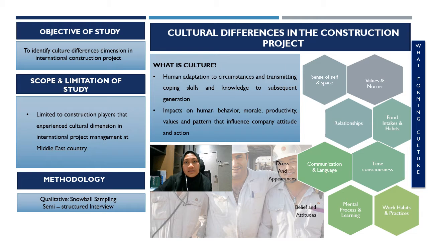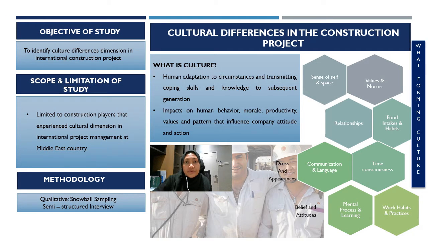First is the sense of self and space. This is the ability of a person to identify and feel about themselves. It depends on the environment, also their surroundings. Second is communication and language. Communication can be verbal or non-verbal in a group of people, and language can be dialect, accent, or jargon.